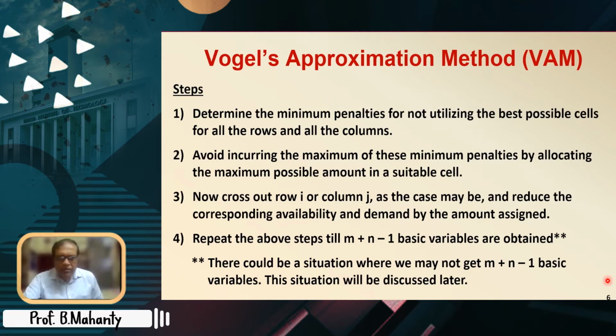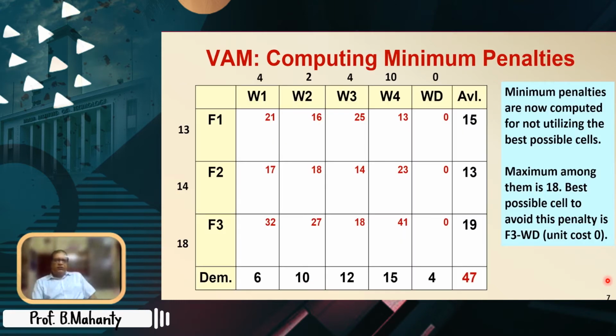Good. Once you know this, let us now use it. Please mute all yourselves, because some noise is coming. Right. So let us apply Vogel's approximation method and compute the minimum penalties so that we can continue further. I'll just explain the process very quickly so that it's a refresher for you.